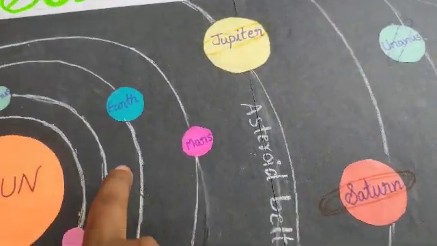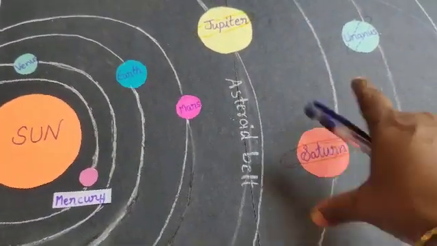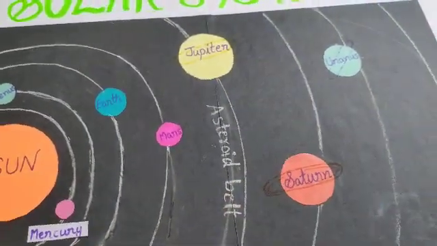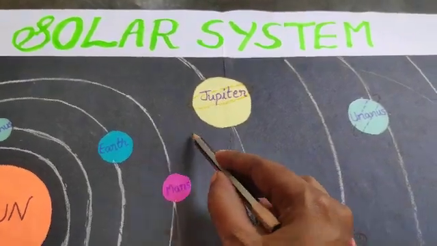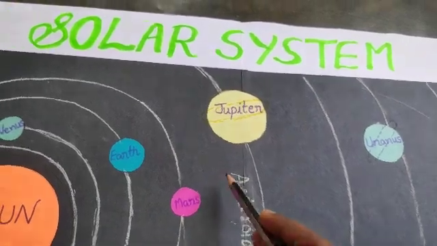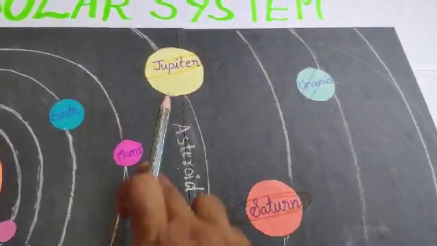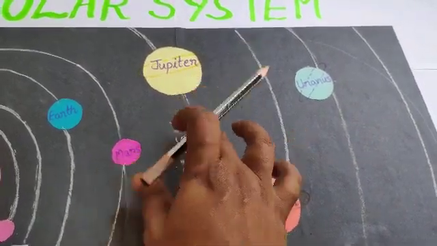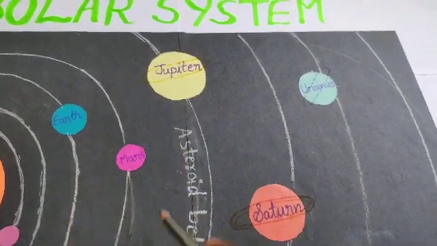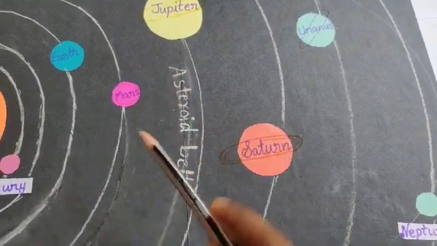And here, between the inner planets and outer planets, the asteroid belt is here. You see, the asteroid belt is here, so we can find many asteroids here. Between Mars's orbit and Jupiter's orbit, scientists found many asteroids. That's why this is called the asteroid belt.